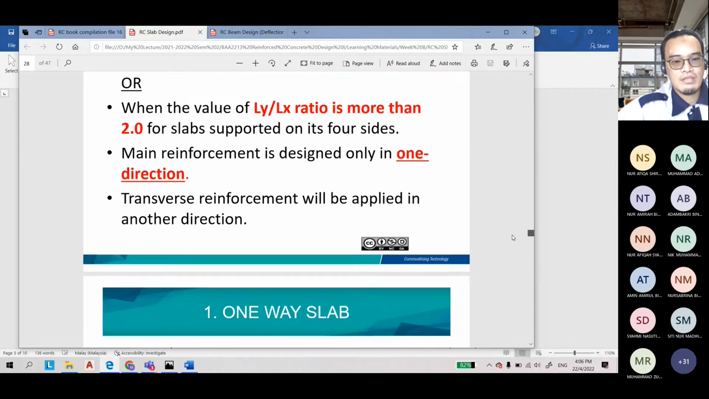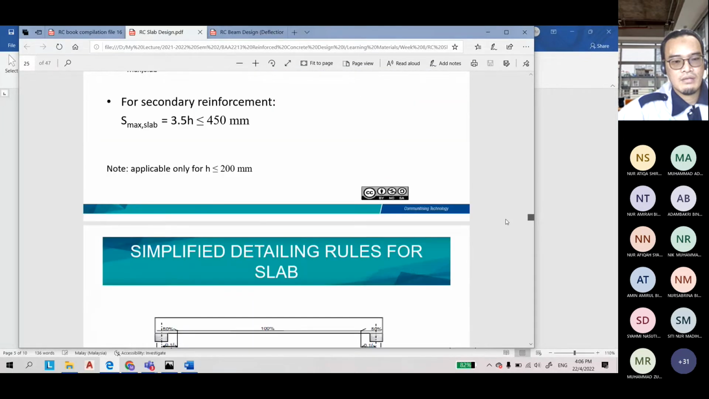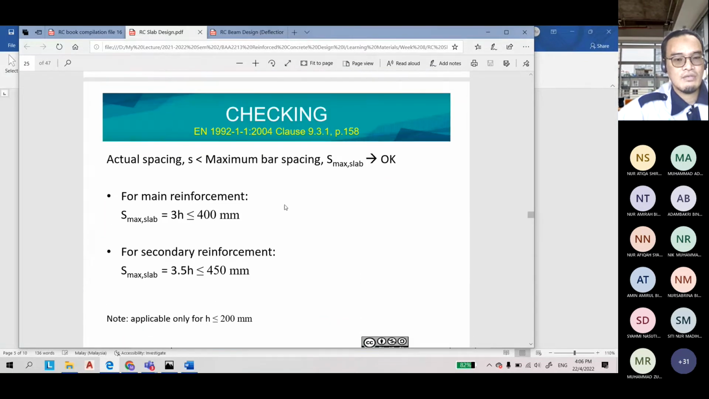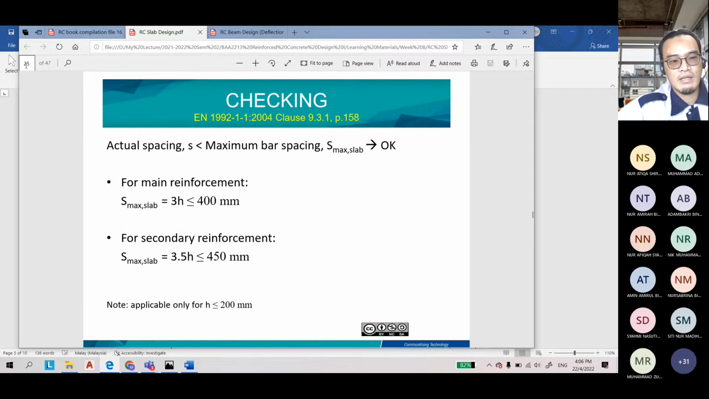Cracking, the law is here. Okay, this one, notes of slab design. Slide number 25, checking. This is applicable only for H lesser than or equal to 200 mm. So for the main reinforcement, the maximum spacing shall be 3H or lesser than or equal to 400 mm. Limit is 400 mm. For secondary reinforcement, spacing maximum is 3.5H or lesser than 450 mm.